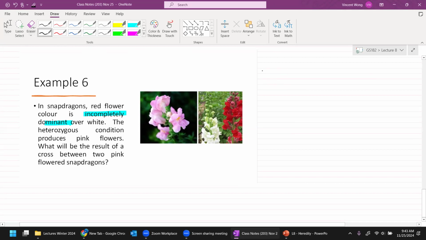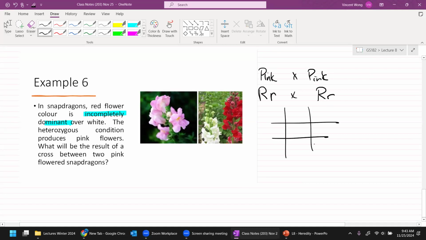Okay. So how do you get pink cross pink? What's the genotype for a pink flower? Capital R, small r. That's right. So go ahead, do the Punnett square. Now this is back to regular Punnett square, right? Don't put the letters in the same box. Just one letter each. And then tell me the results.